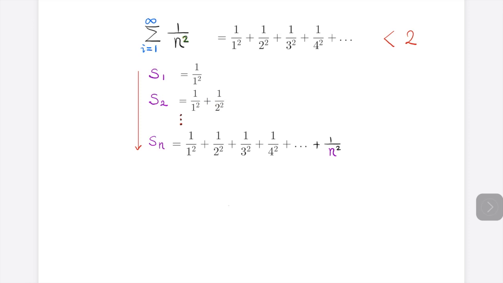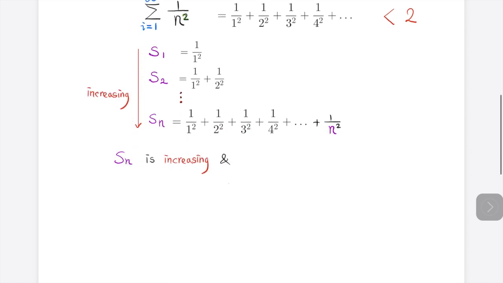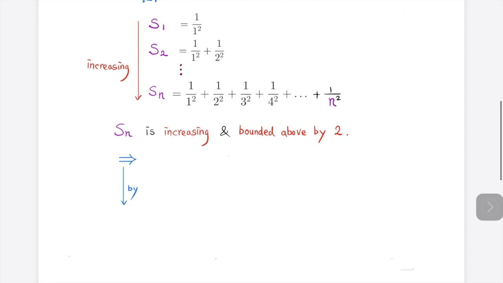As you can see, as n increases, Sn increases. The more terms you add to this, the bigger the sum here. So the partial sums are increasing. So Sn is increasing, and it is also bounded above by 2. It's not going to go beyond 2. By the monotonic sequence theorem, Sn converges, and it's going to converge to a finite number less than 2.